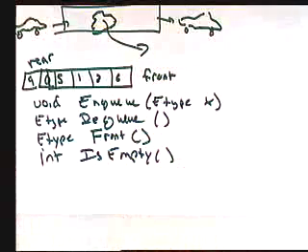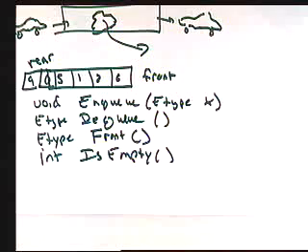So we have an exact parallel here to stacks. Instead of push, pop, top, and isEmpty, we have enqueue, dequeue, front, and isEmpty. But there's an exact parallel. The only difference is that enqueue and dequeue work on different ends, enqueue and front work on different ends, whereas for a stack, they all worked on the same end.